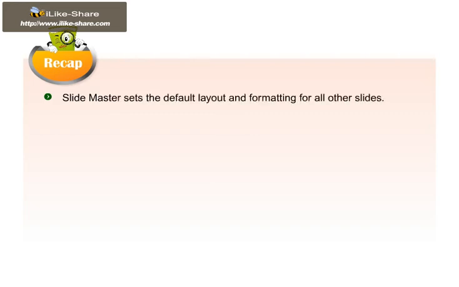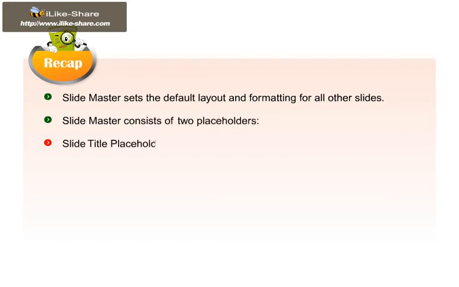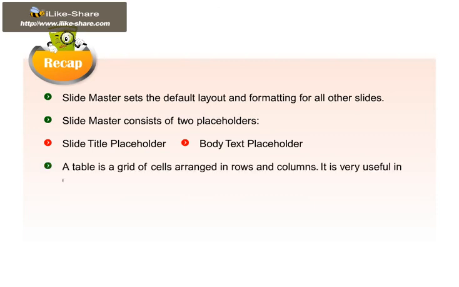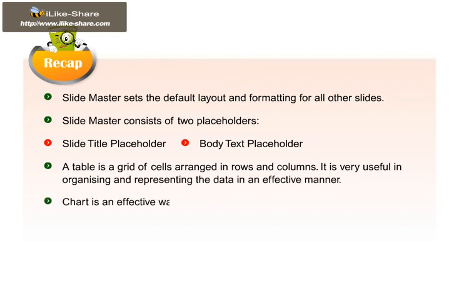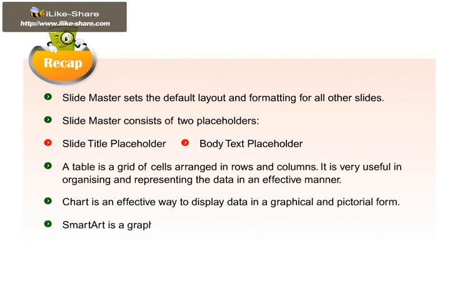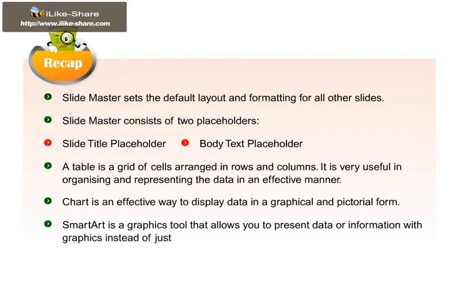Let us quickly glance through the key points discussed in this chapter. Slide Master sets the default layout and formatting for all other slides. Slide Master consists of two placeholders: Slide Title Placeholder and Body Text Placeholder. A table is a grid of cells arranged in rows and columns. It is very useful in organizing and representing the data in an effective manner. Chart is an effective way to display data in a graphical and pictorial form. SmartArt is a graphics tool that allows you to present data or information with graphics instead of just using text.